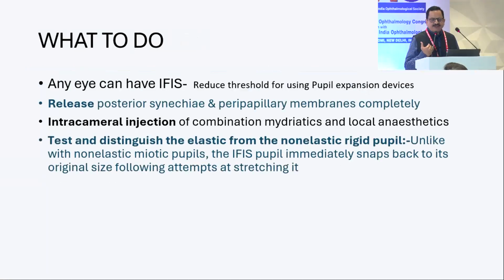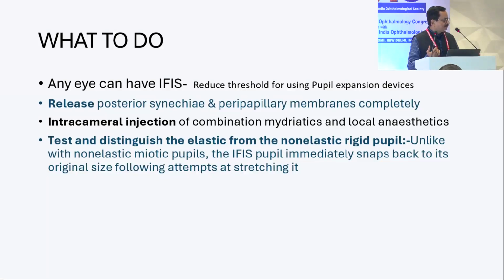So what can be done in these cases? Before going to surgery, we have to remember that any eye can have IFS. There's no telltale sign, so we should be prepared for that. We should reduce the threshold for using pupil expansion devices and keep them ready in the OT. We have to release the posterior synechiae and the peripheral membrane completely. An intracameral injection of a combination of mydriatics and local anesthetic can be used for these cases.